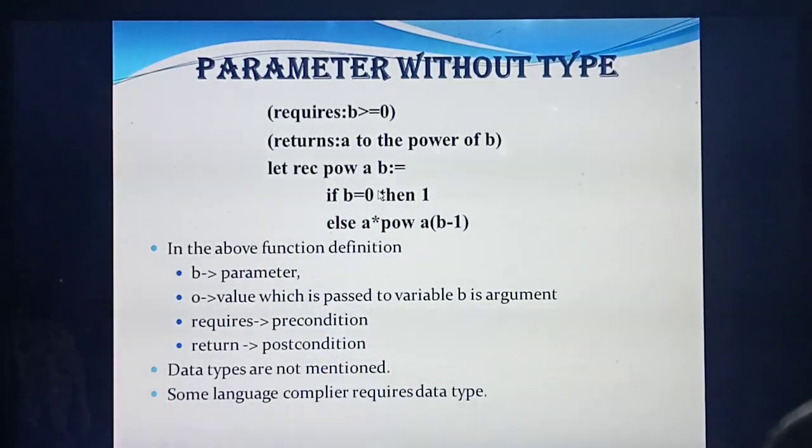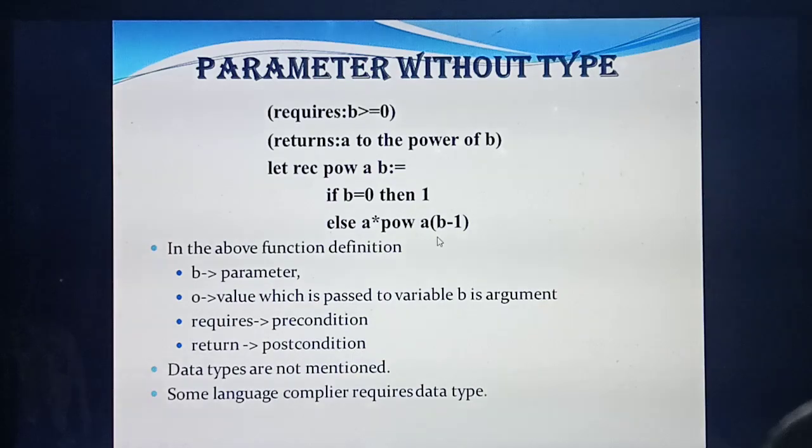At the same time, if the value of b is not equal to 0, what formula you need to calculate? A into power of a into b minus 1. Okay. If the value of b is not equal to 0, what you need to calculate? A into power of a into b minus 1.